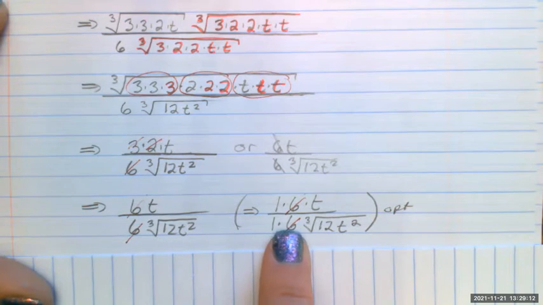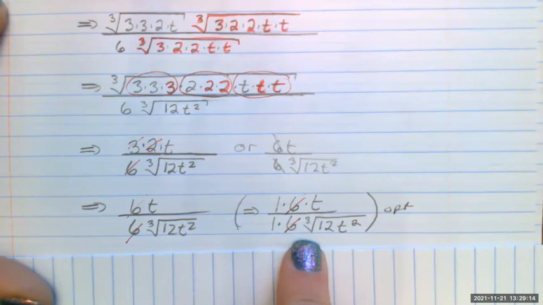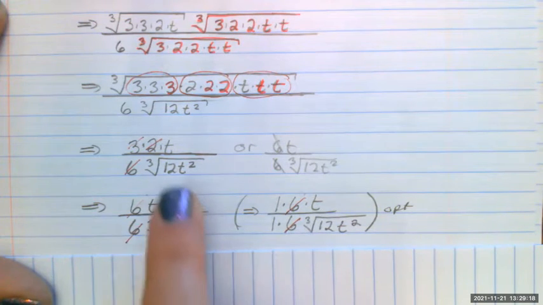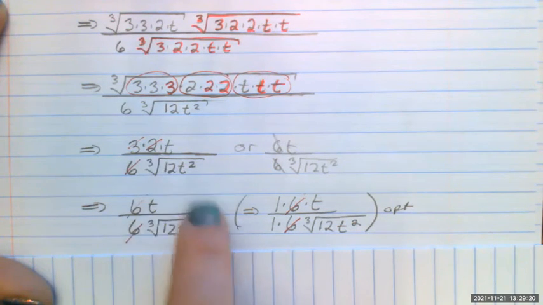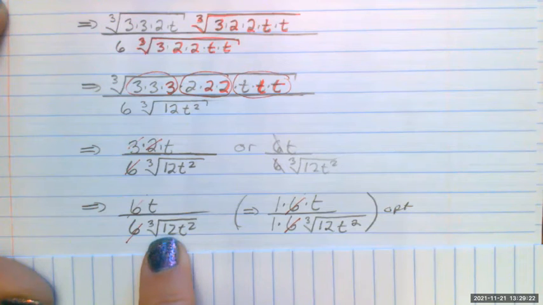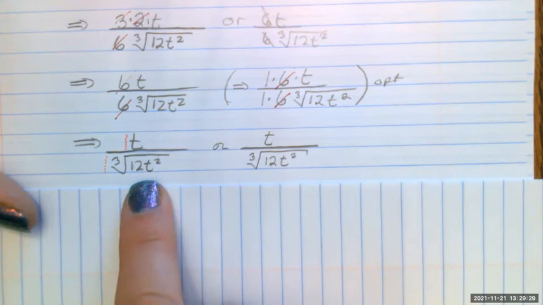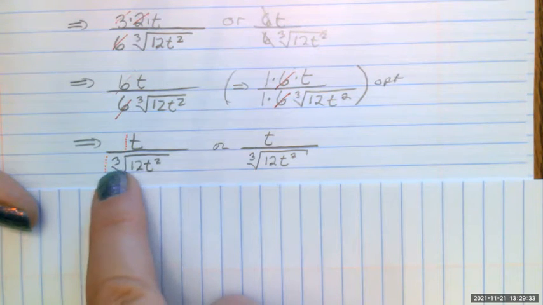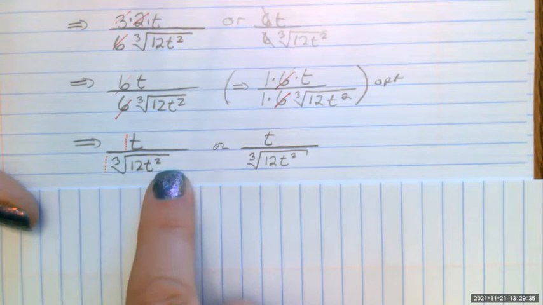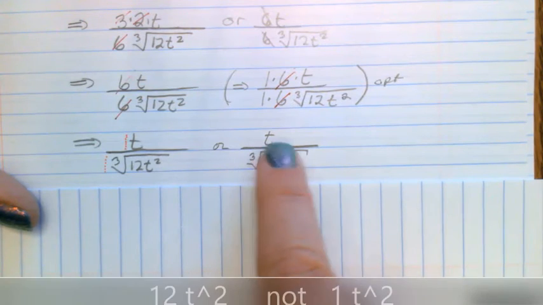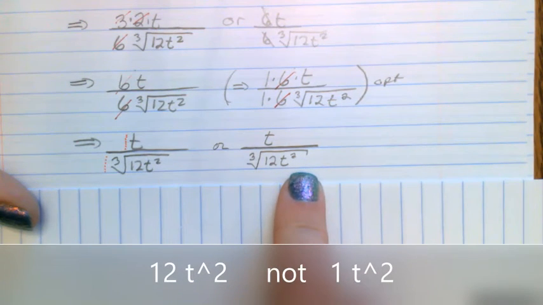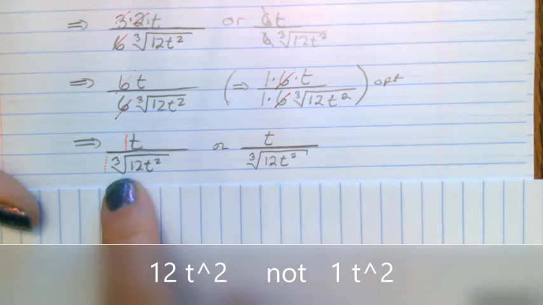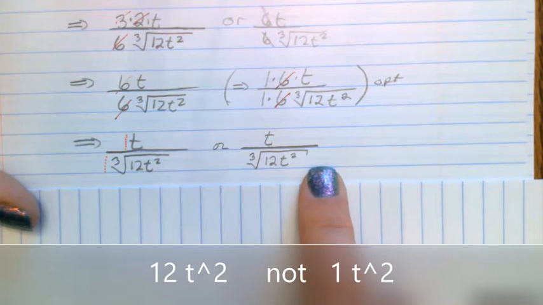Another way to do it is to put the 1's there. This is optional. A lot of students do not go this route. This is an optional step. Most students either do this one or this one right here. I'm going to end up with 1t over 1 times the cube root of 12t squared, or you can just see it as t over the cube root of t squared. The 1's are optional. This is what the book will show.